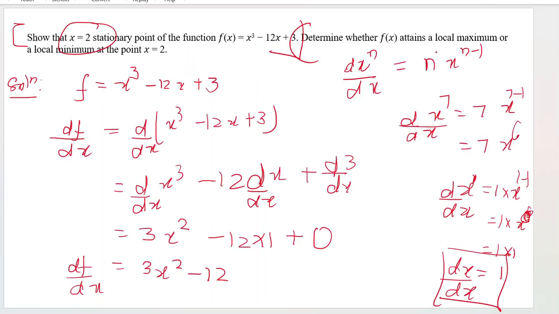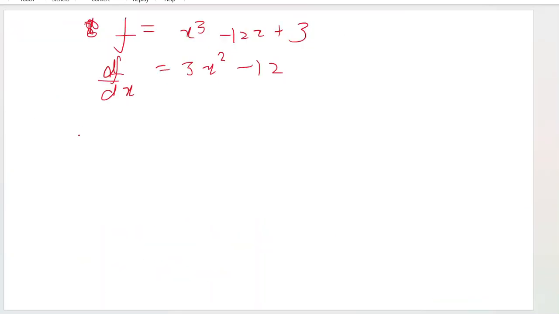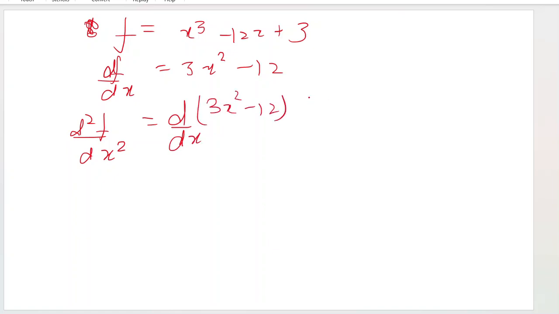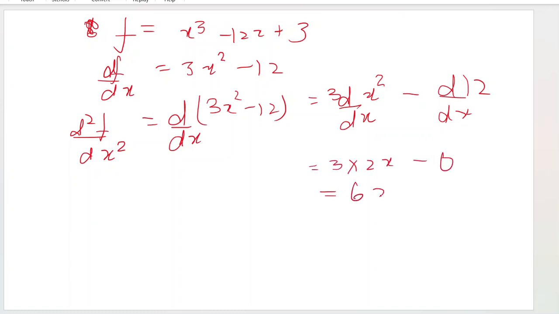To tackle this part about local maxima and local minima, we find the second derivative, d2f by dx square. And this is nothing but the derivative of the first answer that we have obtained. This derivative, if you observe, is nothing but the derivative of x square minus the derivative of 12. Now, if you clearly observe, I have taken this 3 out because 3 was a number that was there. So now this will be 2x minus 0, which is equal to 6x. So we get the second derivative as 6x.